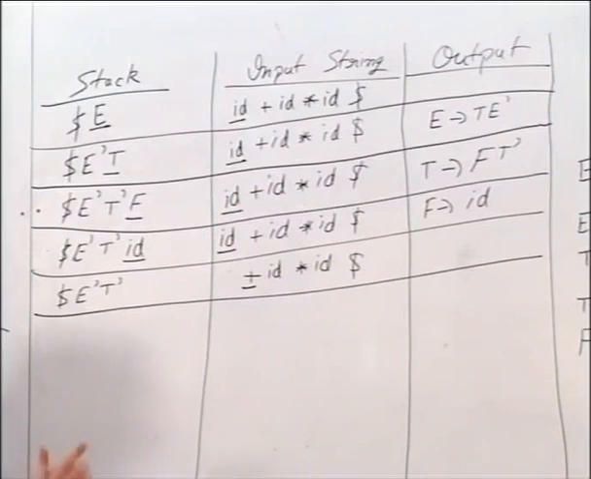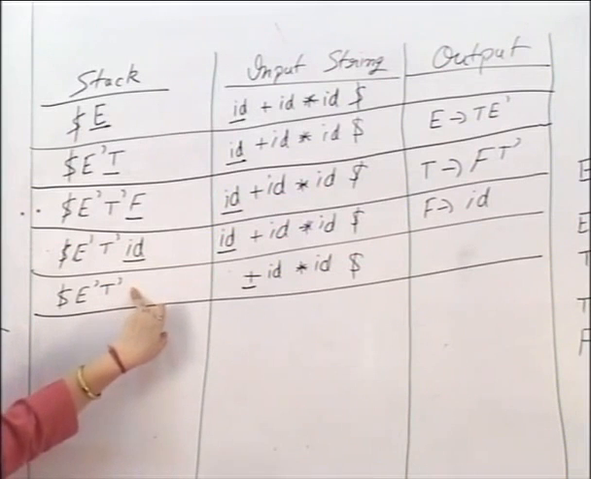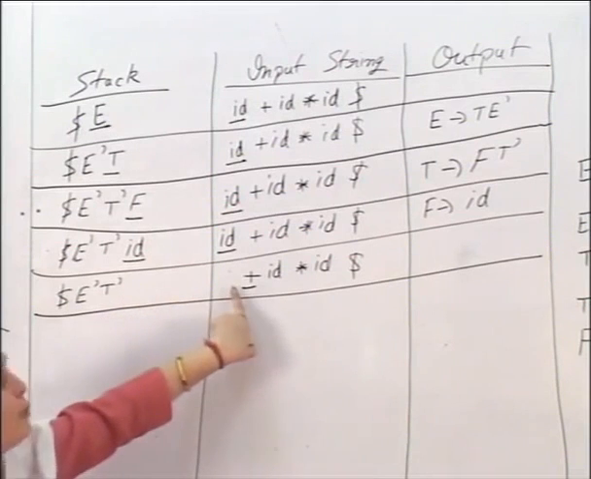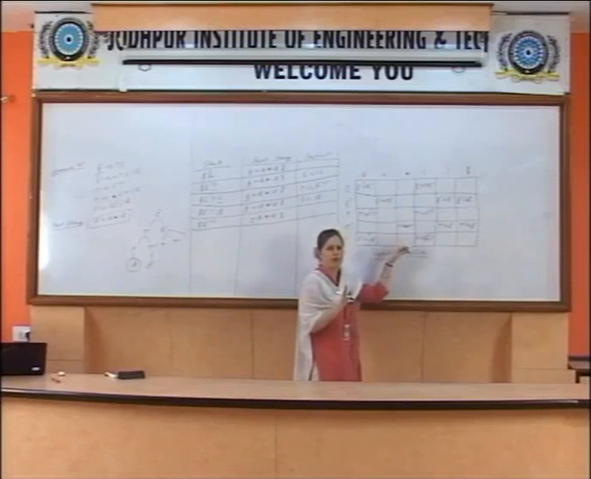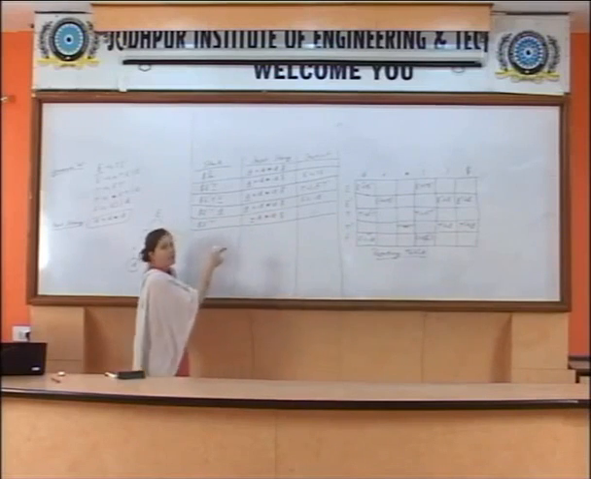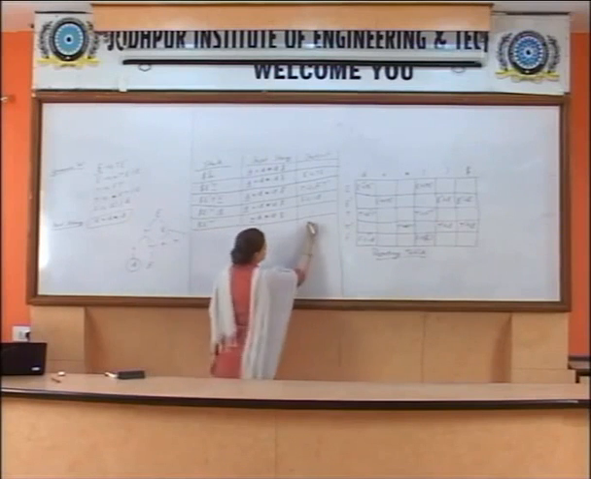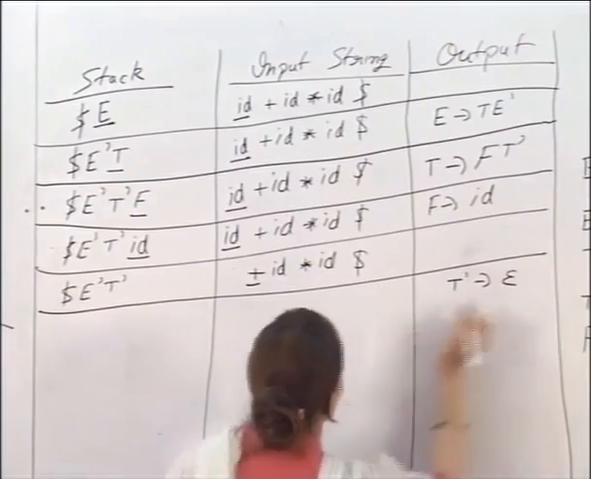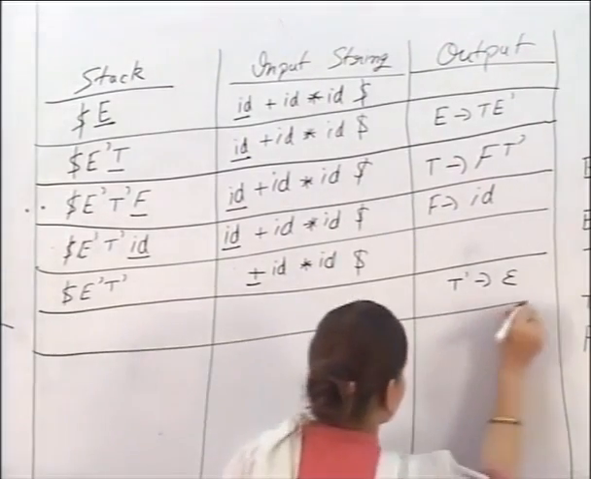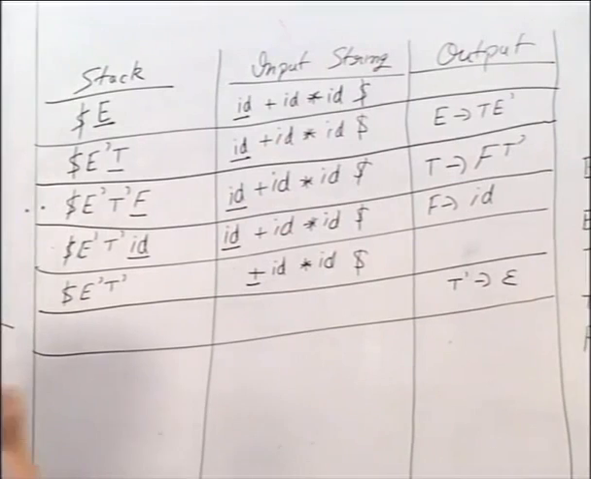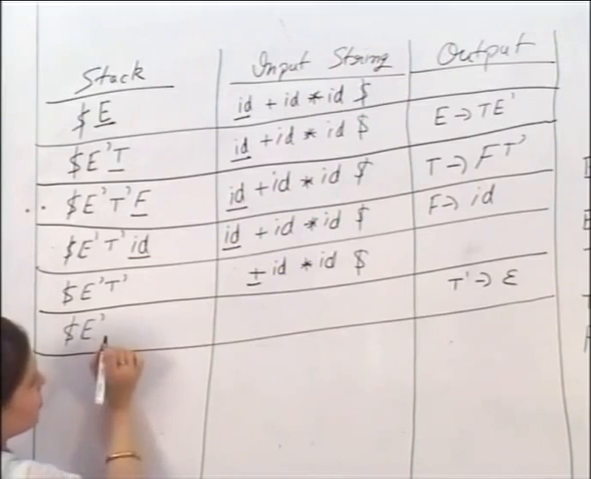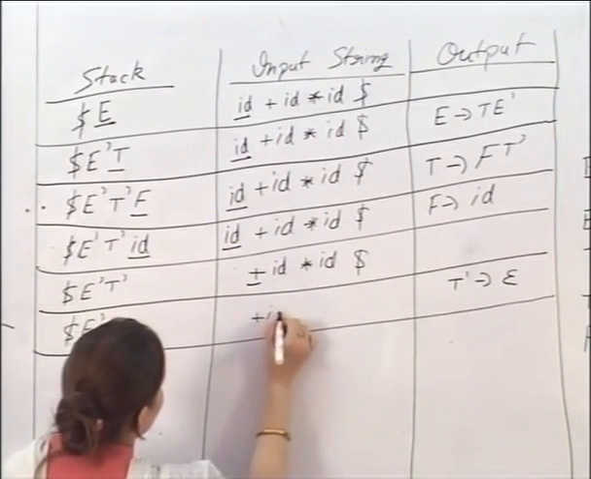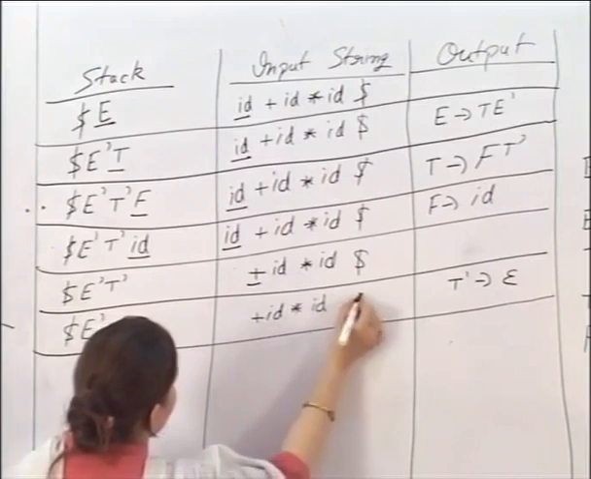Now I will again check the value at the top of the stack, that is T dash. It's a non-terminal. Check whether it has a production for this input character, T dash and plus. No, it does not have any production. That means this T dash will be replaced by null. So dollar E dash, plus ID into ID and end mark.